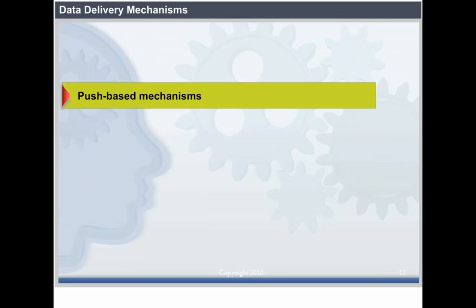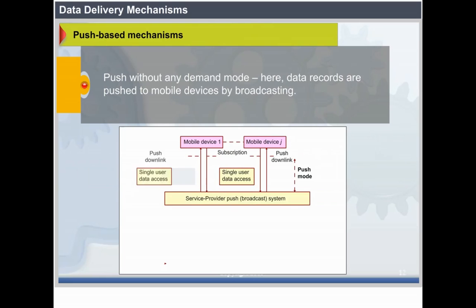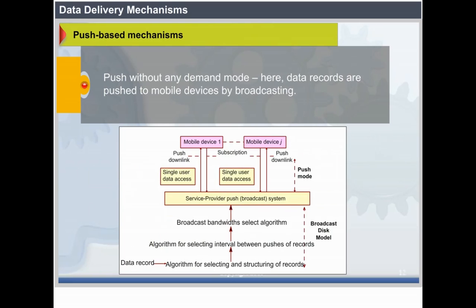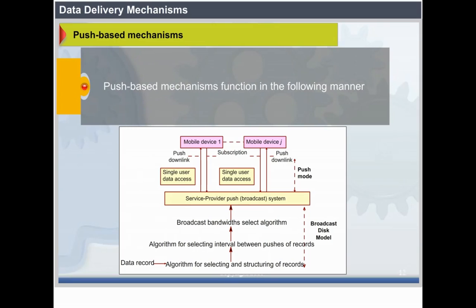Push-based mechanisms. Push without any demand mode. Data records are pushed to mobile devices by broadcasting. Publish-subscribe mode. The data is pushed as per the subscription for a push service by a user until the device unsubscribes from the service. Push-based mechanisms function in the following manner.